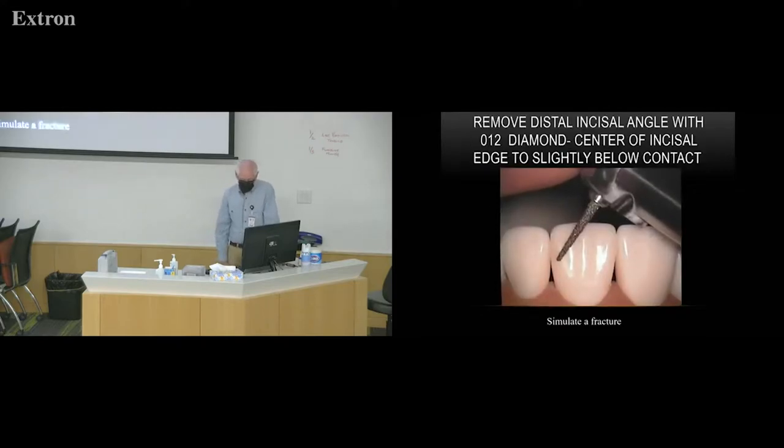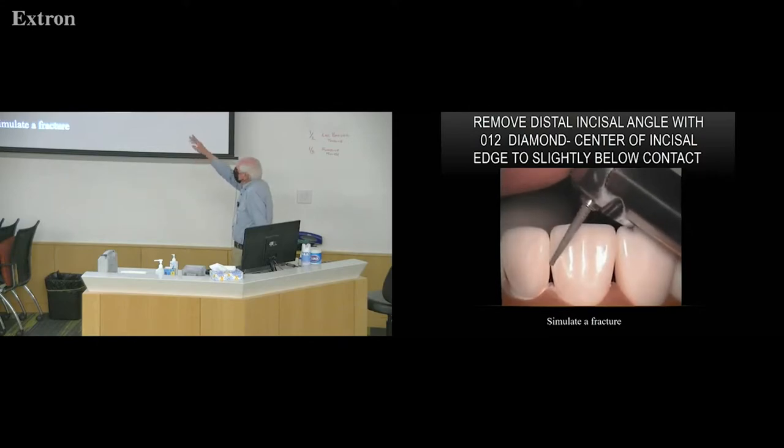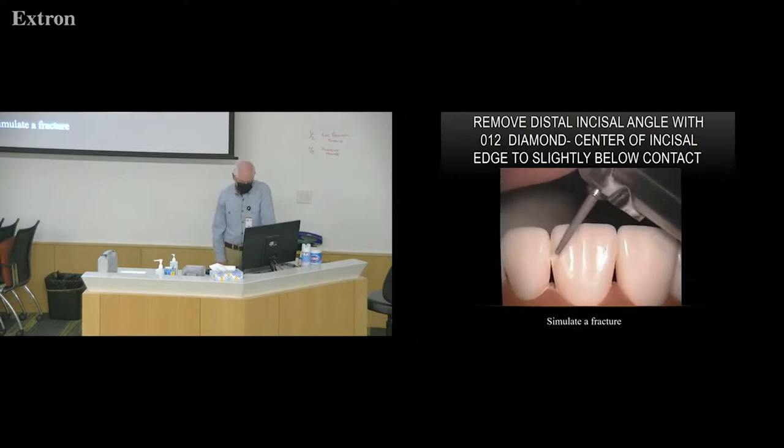So the first thing you're going to do is create the fracture. So you're going to take an 012 diamond, which is a long skinny one, and you're going to go slightly below the contact and about halfway across on the incisal edge. I hope that's clear to everybody. So you're going to create a fracture. And just work your way through from labial to lingual, and it'll just pop right off.